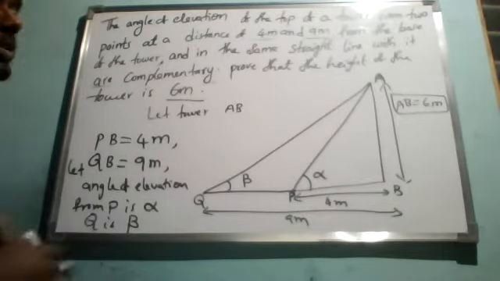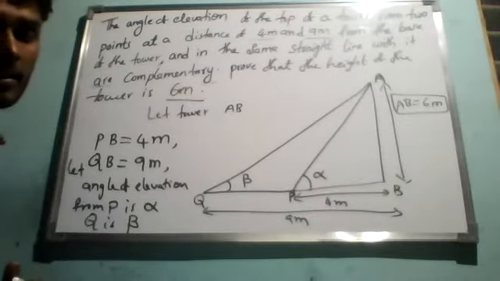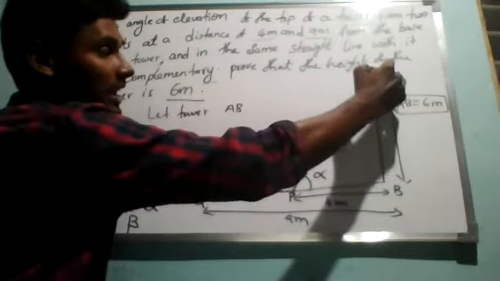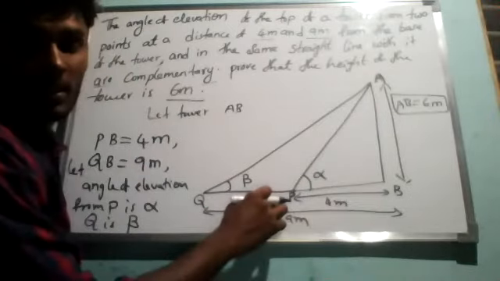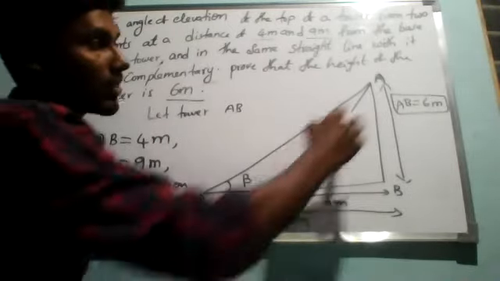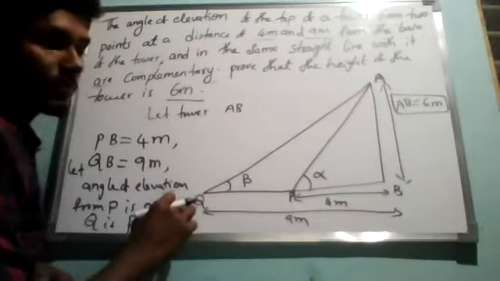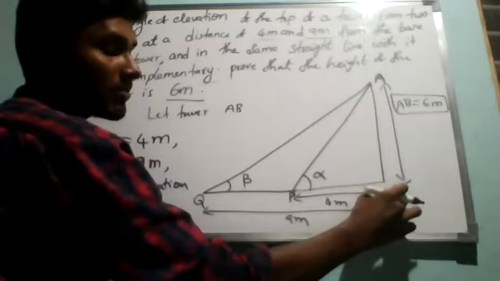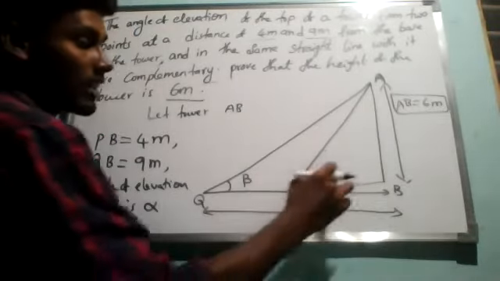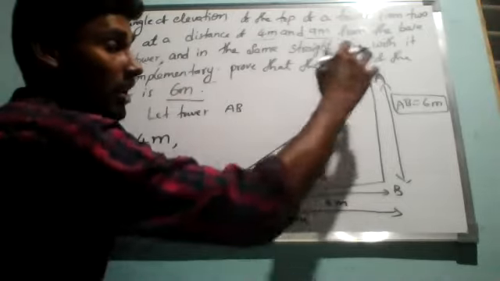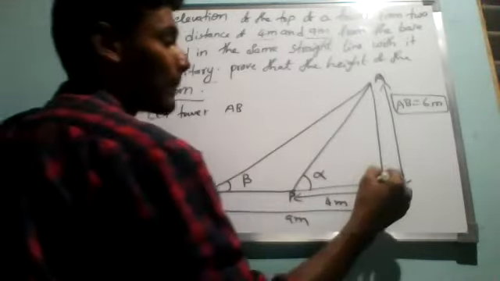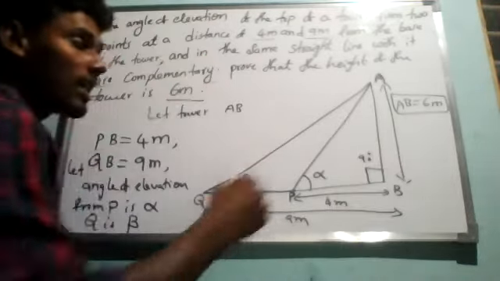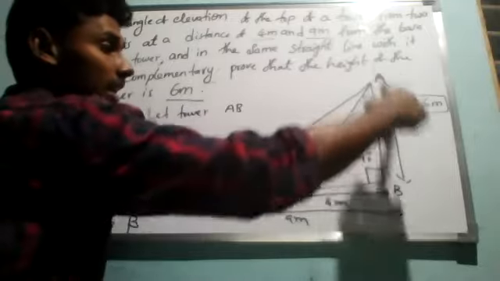If you observe this figure, we have two right angle triangles. One right angle triangle is ABP, and another is ABQ. Why am I not taking APB? Because we don't know this angle. If we knew this angle, we would mention it. Here, the only angle we know is angle B, because the tower is vertical to the surface, so it will be 90 degrees. So I am always taking these two right angle triangles.